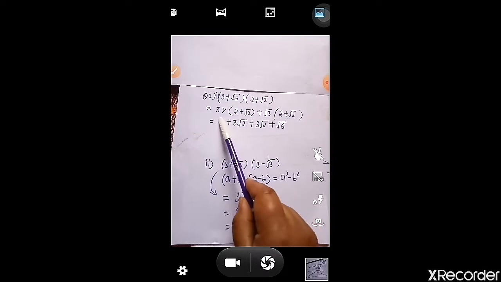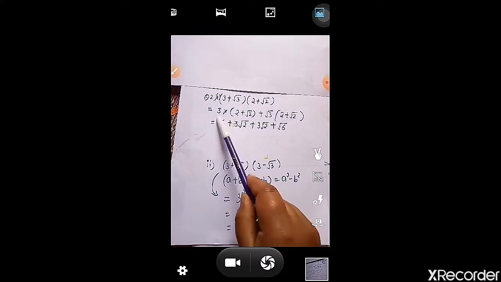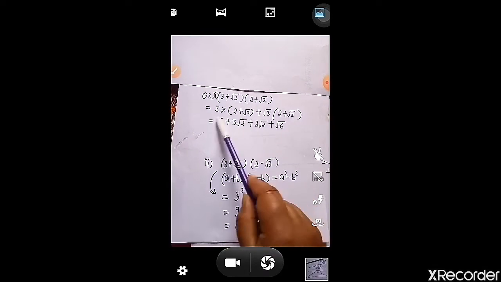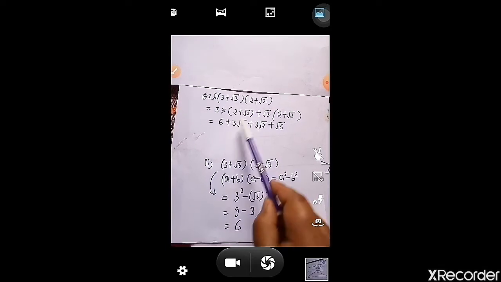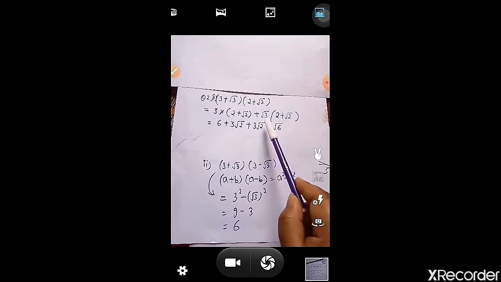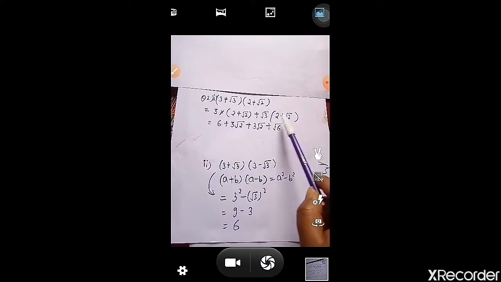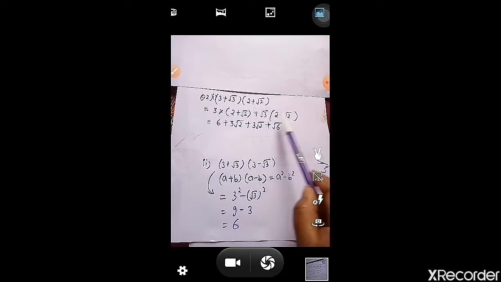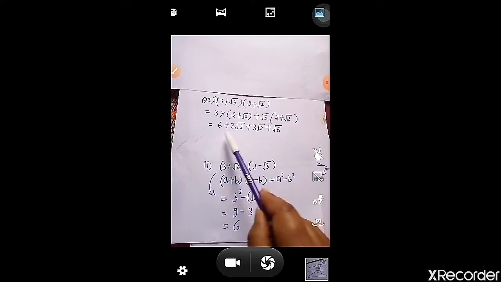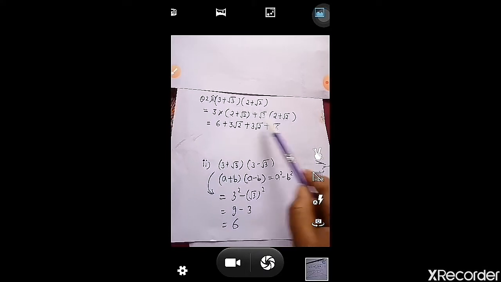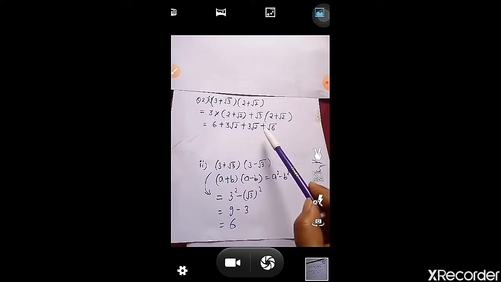When you multiply 3 by 2, it is just 6, and 3 and root 2 are unlike terms, they cannot be multiplied together, so we will get 3 root 2. Similarly, root 3 and 2 root 3, and root 3 and root 2: root 3 times root 2 are like terms, so they can be multiplied together, root 6. But these all are unlike terms, so we cannot solve these together.